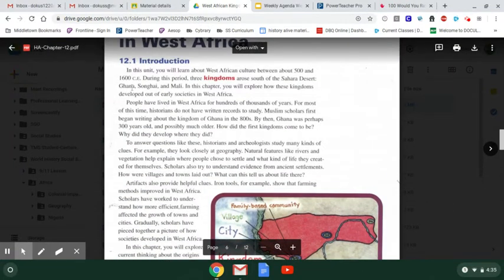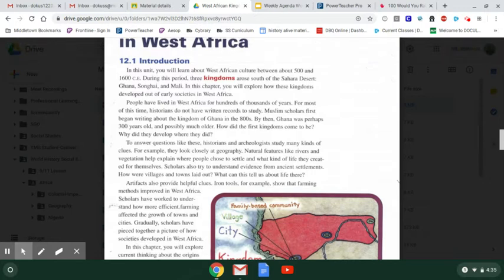All right, so intro. In this unit, you will learn about West African culture from between 500 and 1600 CE. During this period, 3 kingdoms arose south of the Sahara: Ghana, Songhai, and Mali. In this chapter, you will explore how these kingdoms developed out of early societies in West Africa. People lived in West Africa for hundreds of thousands of years. For most of this time, historians do not have written records to study. Muslim scholars first began writing about the Kingdom of Ghana in the 800s. By then, Ghana was perhaps 300 years old, and perhaps much older.